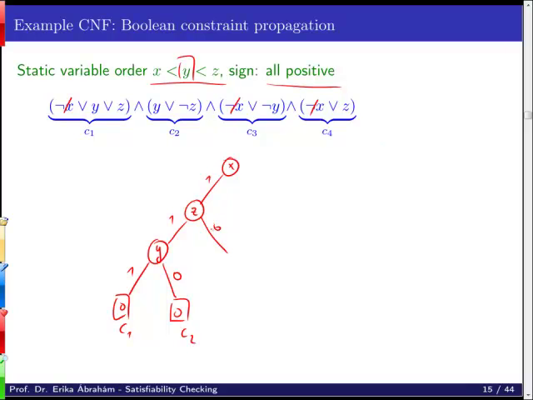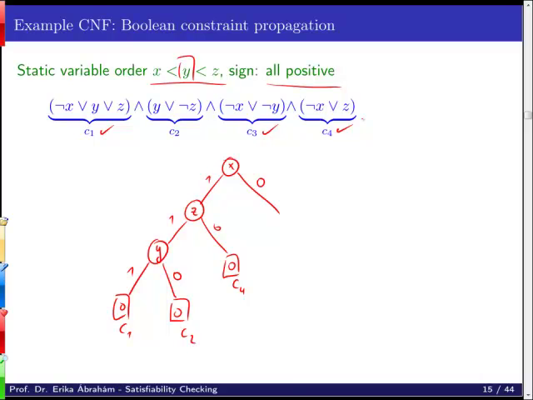If z is false, then I have a problem with the C4. But now I see it earlier. So probably the value of x must be different. Now I try false. So this clause is satisfied, this clause is satisfied. And then only C2 not.